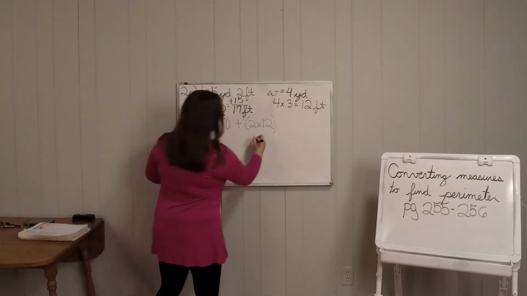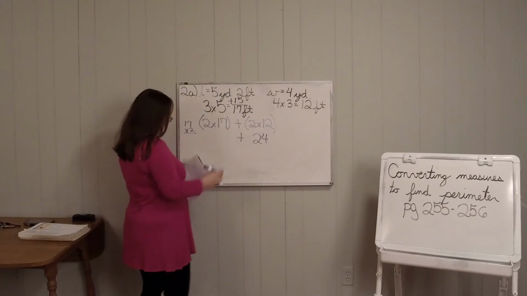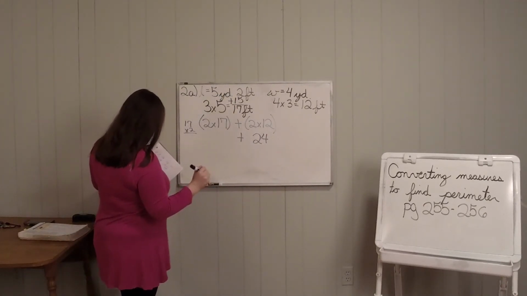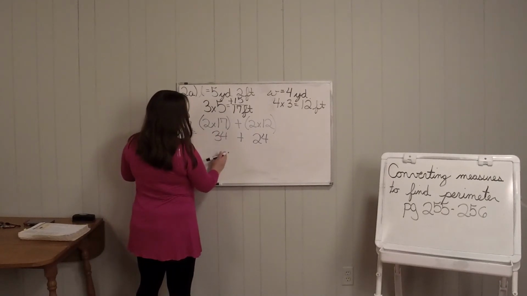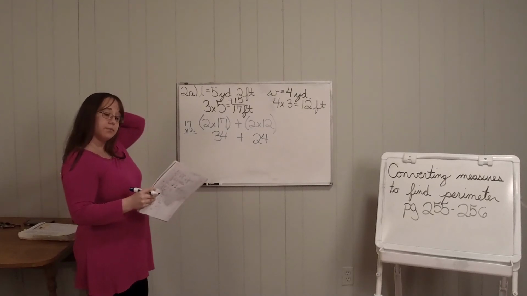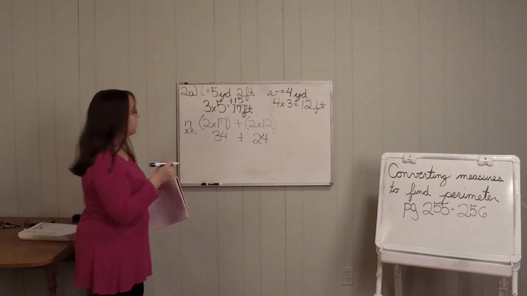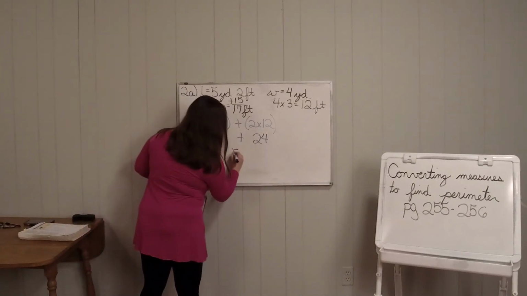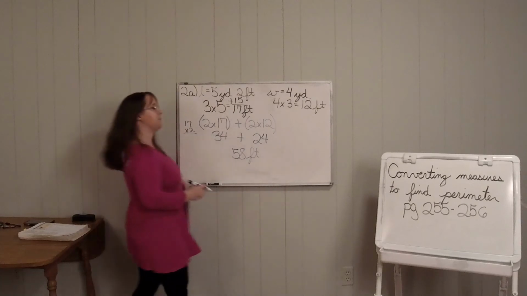So 2 times 12 is 24. 2 times 17 was 34. So you have 34 plus 24. What is it? It's 58 feet. So your perimeter equals 58 feet.